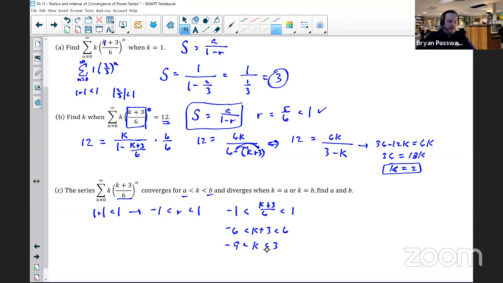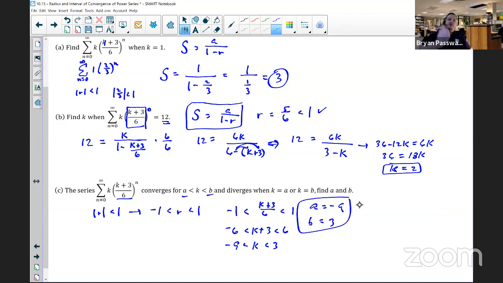We know that at 3 and -9, the series diverges. We can quickly check. If k is 3, this r value here becomes 1, and if r is 1, a geometric series diverges. And if k is -9, we get -1 inside of the parentheses for r, and if r is -1, a geometric series also diverges. And so in this case, a is going to be -9 and b is going to be 3.